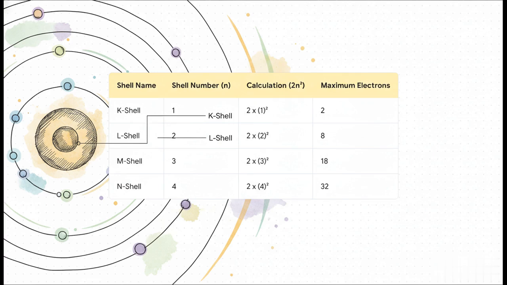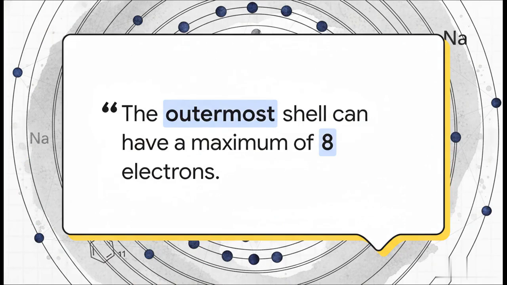For the L shell, n is 2. So 2 times 2 squared gives us 8. The L shell can hold 8 electrons. Following that same logic, the M shell can hold up to 18, and the N shell can hold 32. For now, just make sure you always remember the numbers for the K shell, which is 2, and the L shell, which is 8.